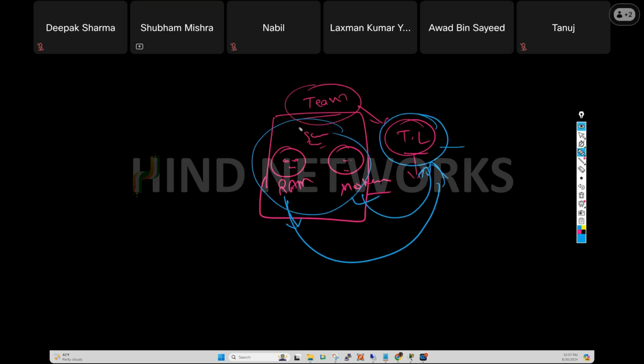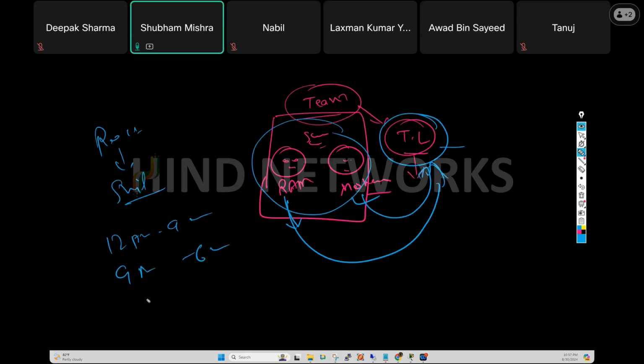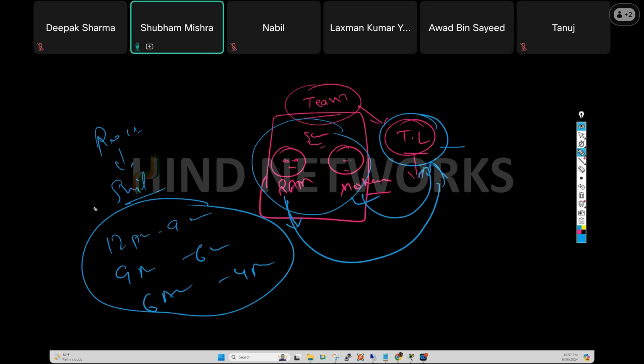For example, roster. You know roster? Roster is where we mention the shift timing of each and every employee. If you are working in the networking domain, as I already told you in the first class, you will get a rotational shift. For example, someone gets 12 p.m. to 9 p.m., someone gets 9 a.m. to 6 p.m., someone gets 6 a.m. to 4 p.m., like this. I am also working in this type of shift. As a network engineer, you have to work in these shifts. That is called roster.